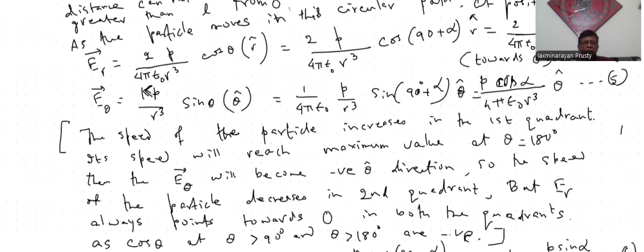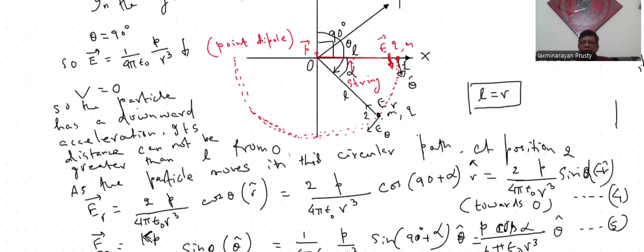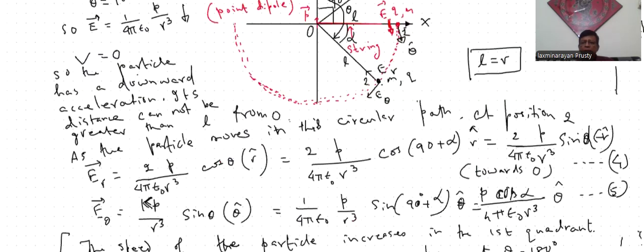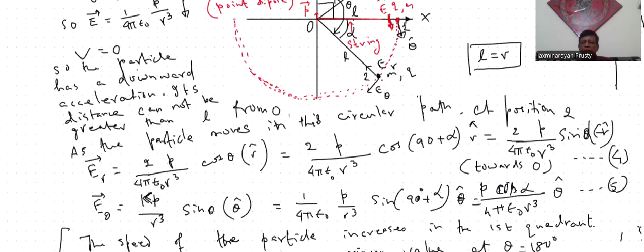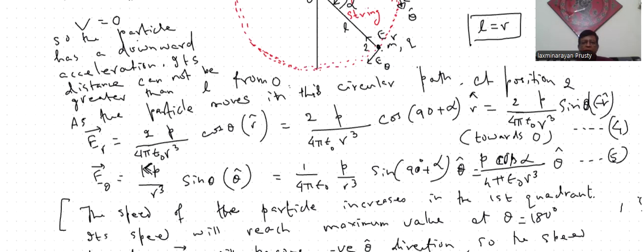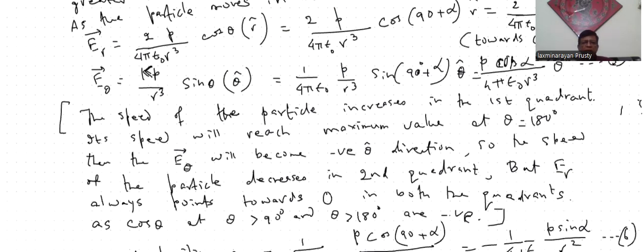Why is it maximum? Why not go up again? Because once it crosses this quadrant, theta will become more than 180 degrees. More than 180 degrees means E theta will become, which direction? Cos alpha will become negative, so negative theta cap, that's opposite to this direction. So the speed will start decreasing after crossing this lowest point. That's what we are observing. These are the observations.